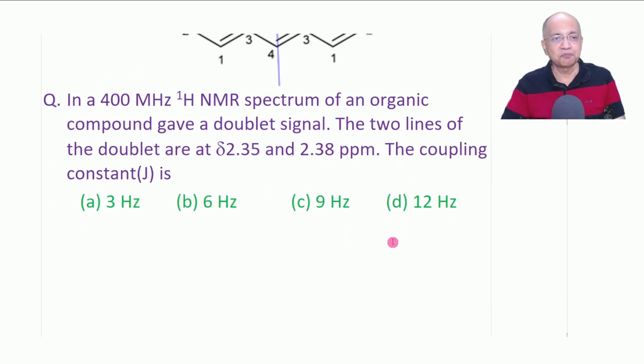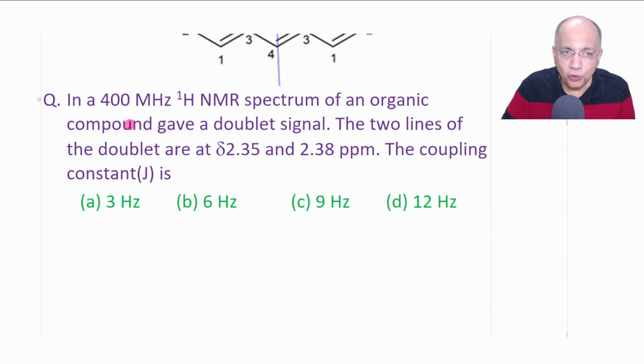Now the second one: a 400 megahertz proton NMR spectrum of an organic compound gave a doublet signal. From carbon we have moved back to proton. Two lines, that means two components of the doublet, are at delta 2.35 and 2.38 ppm. Then what is the coupling constant?